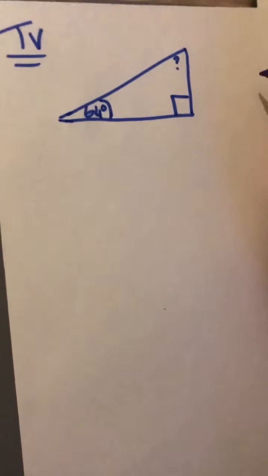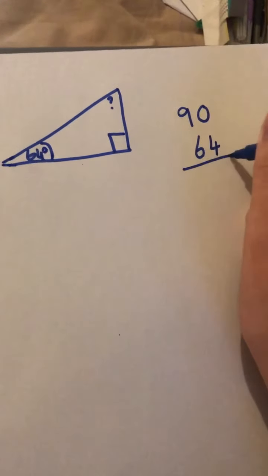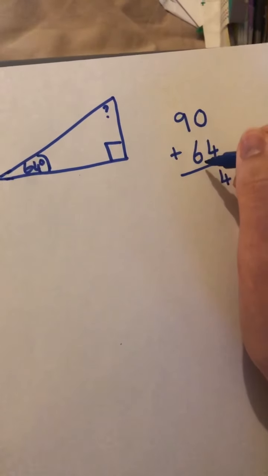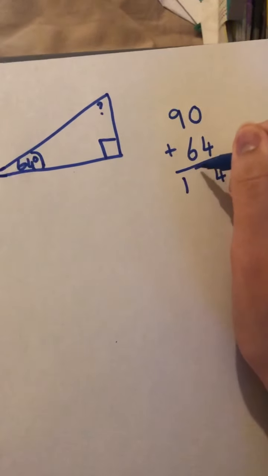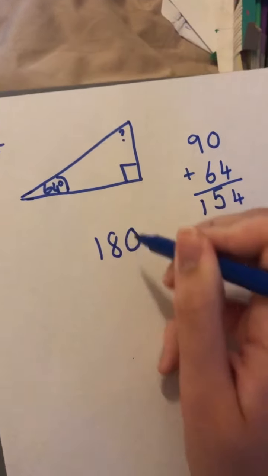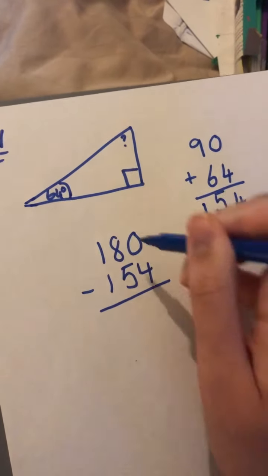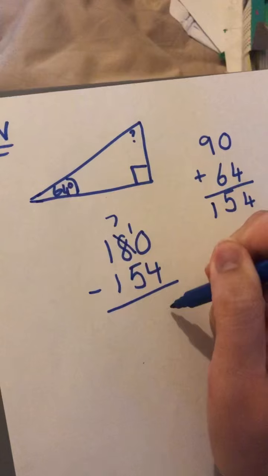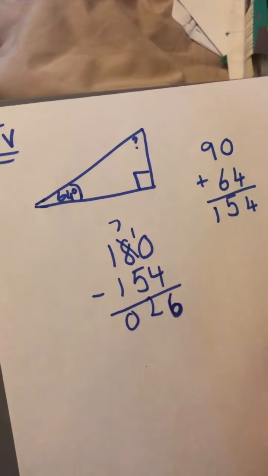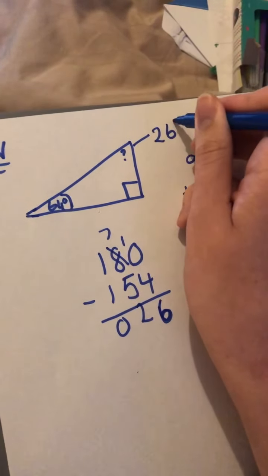So for this question, I've got 90 and I've got 64 degrees. I'm going to add them together. 9 add 6 is 15, so 154. Take that away from 180. That's 7, 10, that's 6, that's 2, and that's 0. Therefore, this angle is going to be 26 degrees.